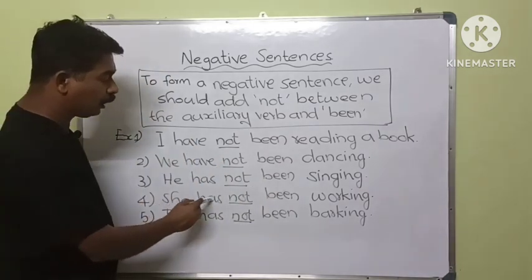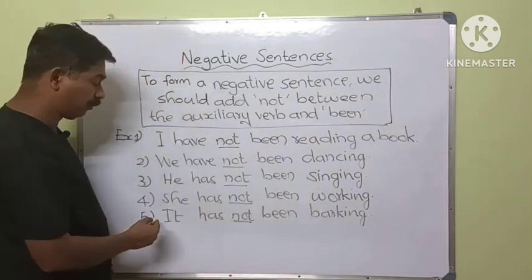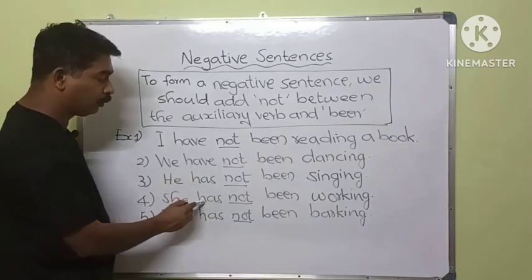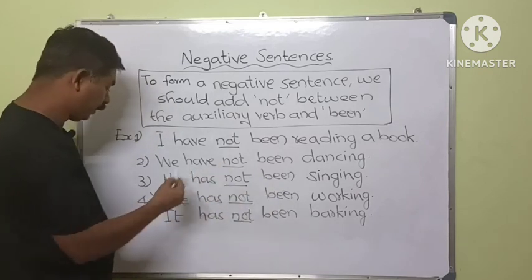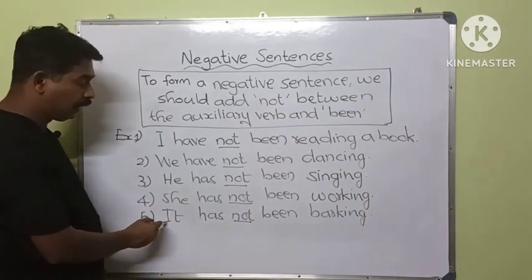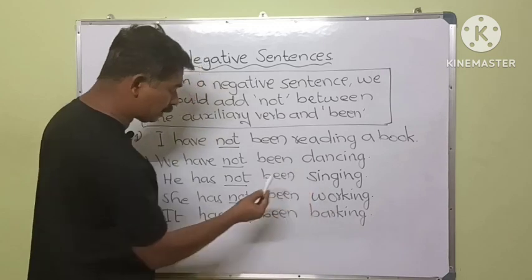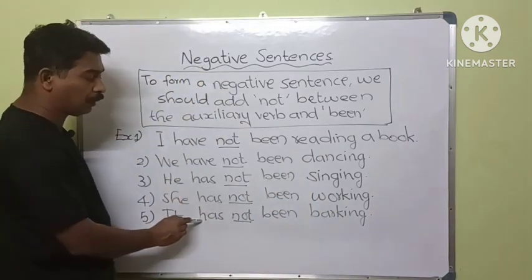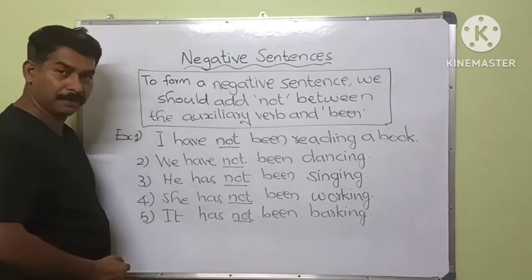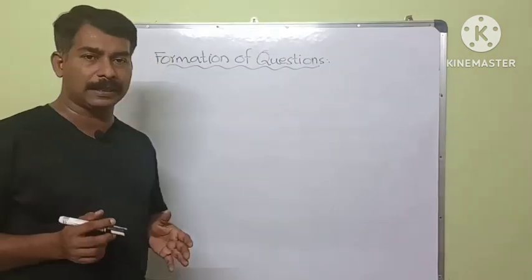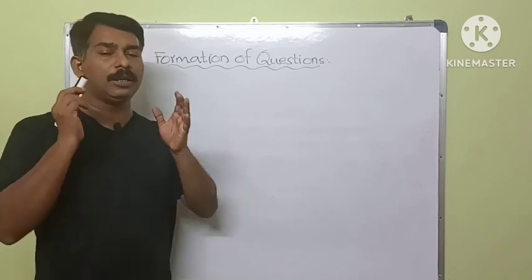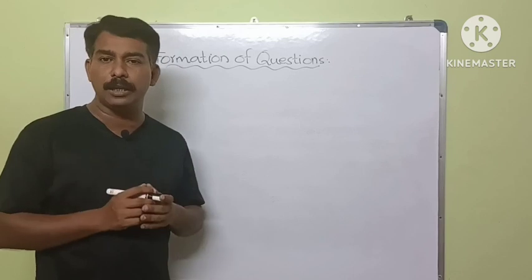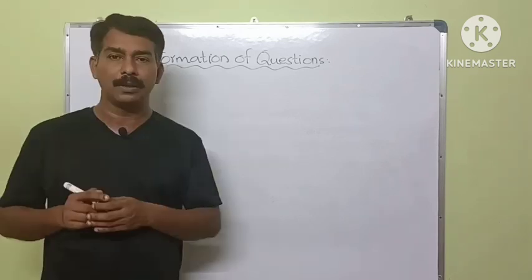Example number 4, she has not been working. Not is inserted between the auxiliary verb has and been. Last example, it has not been barking. Not is inserted between the auxiliary verb has and been. Next, we have formation of questions. To form questions, the auxiliary verb should be taken out and placed at the beginning of the sentences.